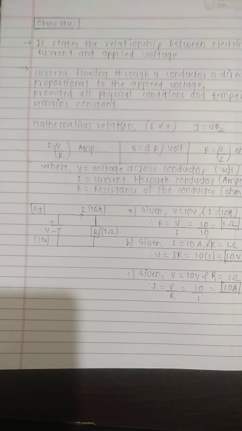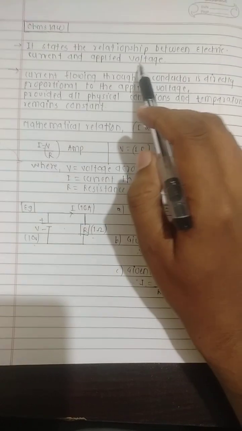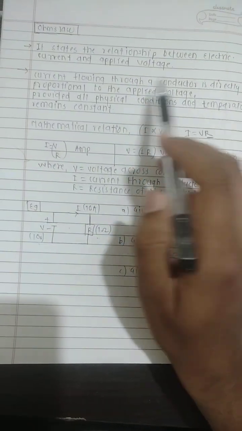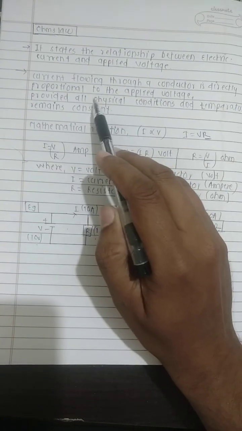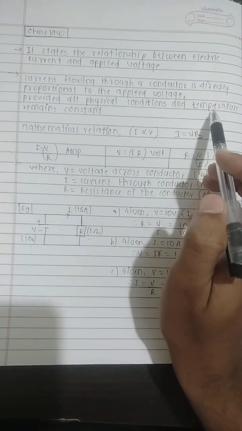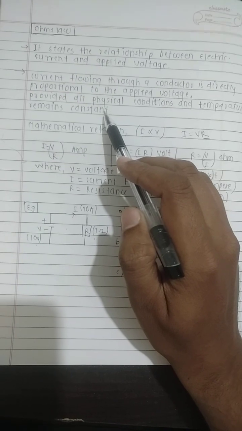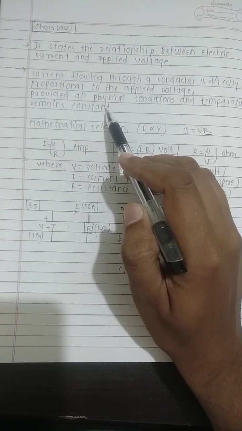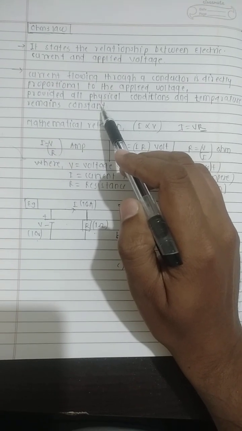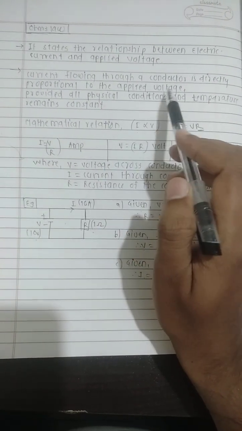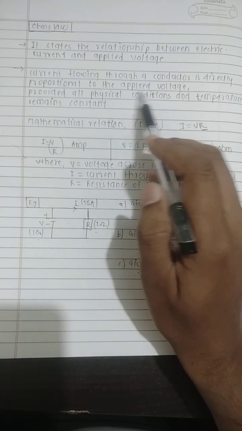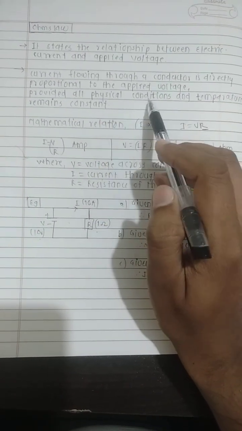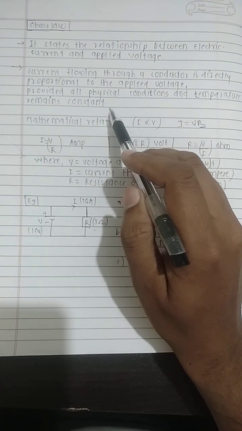What does it state? It states the relationship between the electric current and the applied voltage. Current flowing through the conductor is directly proportional to the applied voltage, provided all physical conditions and temperature remain constant. So what Ohm's law is actually telling us is, if we are applying any voltage to any conductor, in that case the current flowing through that conductor is directly proportional to the applied voltage. But the condition for this law is that all the physical conditions and the temperature should remain constant.